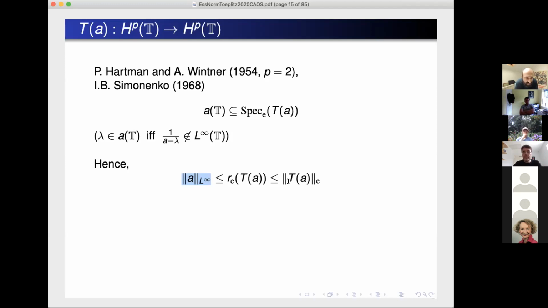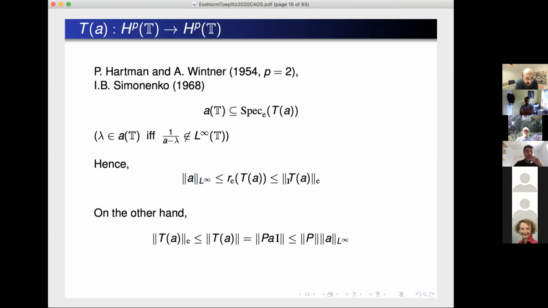So this is a very simple estimate. This is a lower estimate for the essential norm. Now, how about the upper estimate? Well, first of all, you can do the following simple estimate.